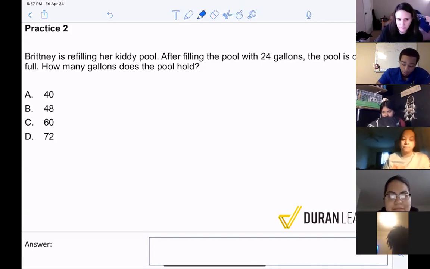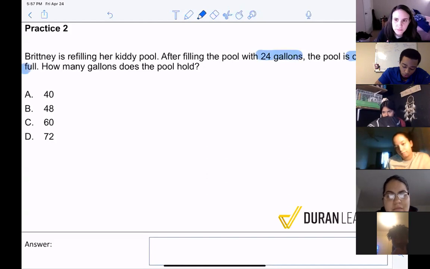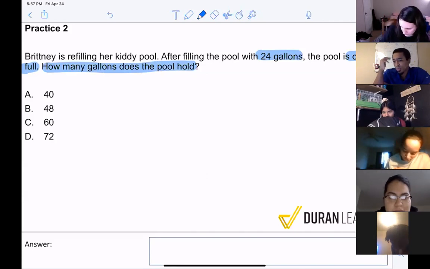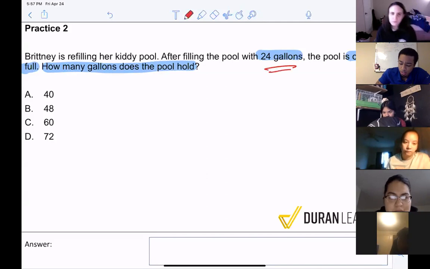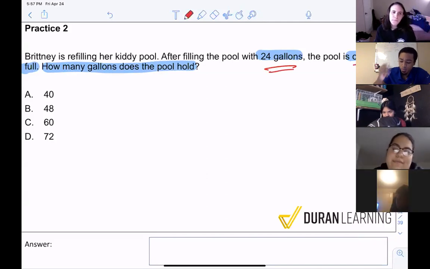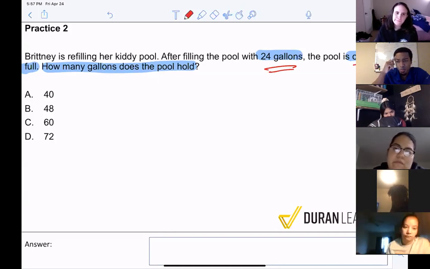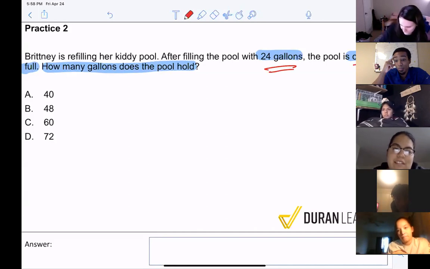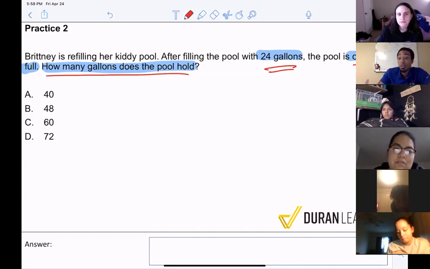So when I'm reading this, again, somebody's refilling their pool. After they fill it with this many gallons, it's a third of the way full. How many gallons does the pool hold? So when I read that, I imagined, okay, we got a kiddie pool, we're filling it up, and they're saying that this many gallons is a third of it. And we want to know how many gallons the pool holds. Are we trying to find out a part of the pool, the whole pool? What are we trying to find out? The whole pool. How many gallons can the whole thing hold? Exactly.